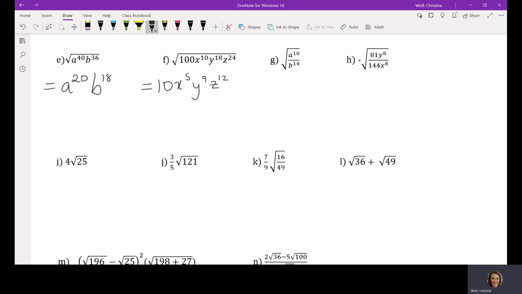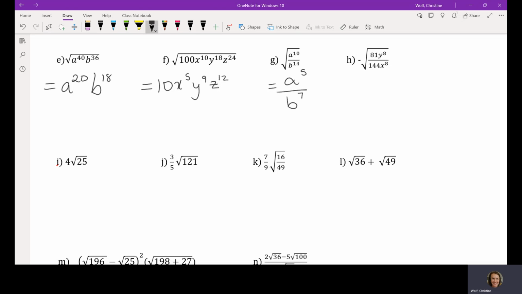All right, fractions, I know they scare us. Don't let them. We just do one thing at a time. Up top, the square root of a to the 10 would be a to the 5. And down low, the square root of b to the 14 would be b to the 7. Fractions aren't scary. One at a time.